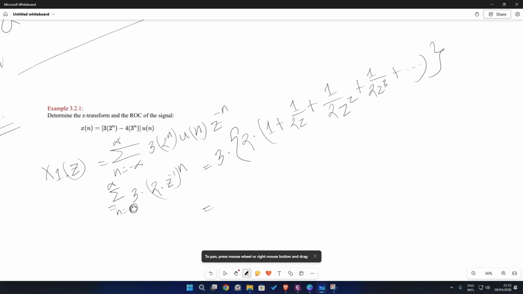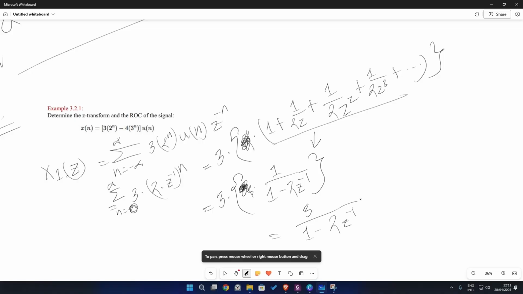And now you can call another formula, which is 2 into, this thing can be shortly written as 1 by 1 minus the common part 2z inverse 1. Sorry, there will be no 2. This is my mistake. So the final answer will be 3 by 1 minus 2z inverse 1. This is the answer, or the z transform for the first part.